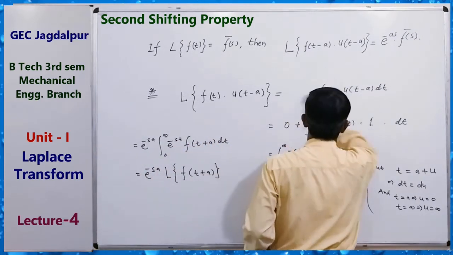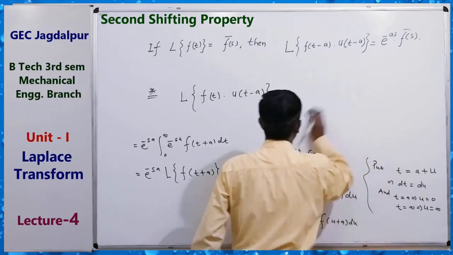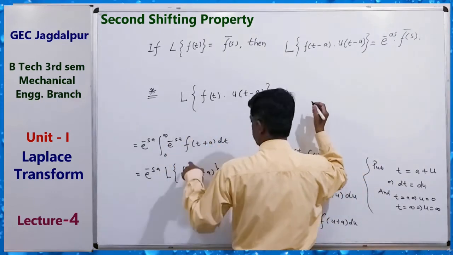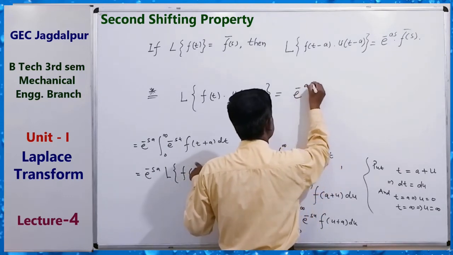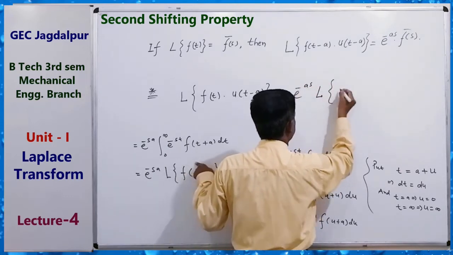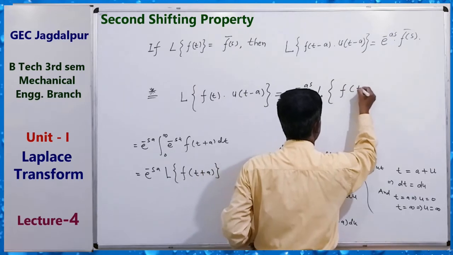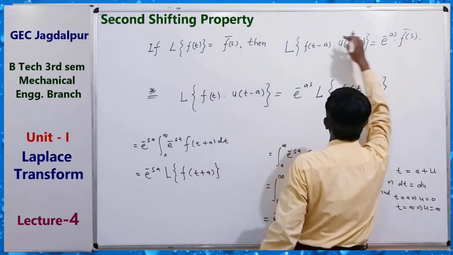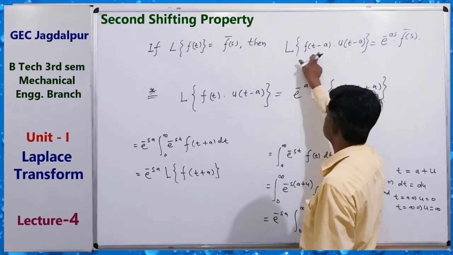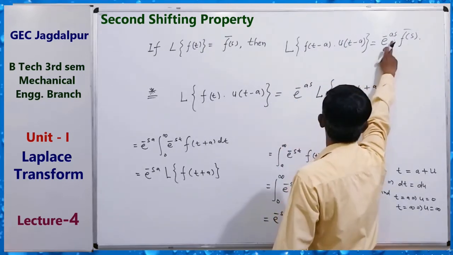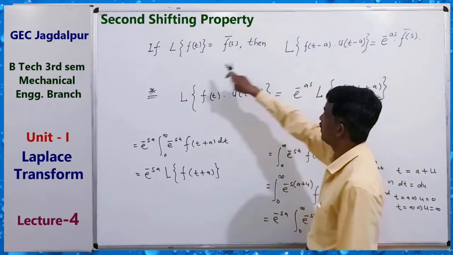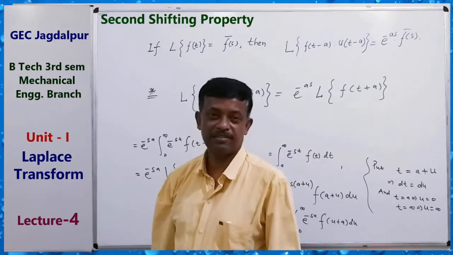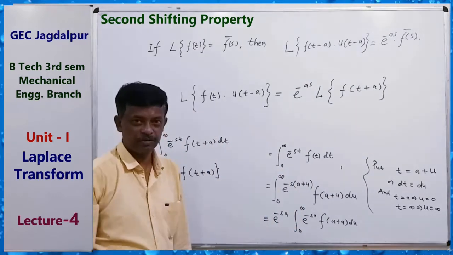So this is another formula for finding the Laplace transform. That is equal to what? e to the power minus a s times the Laplace transform of f(t plus a). Both are the same, but in place of this, only f(t): e to the power minus s L of f(t). Here it is L of f(t plus a). So this formula is important for solving questions.